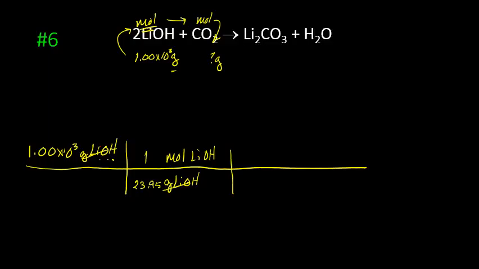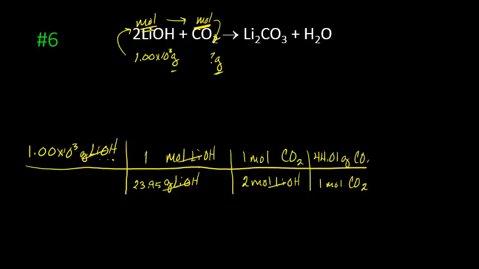And the plan says go from moles of lithium hydroxide to moles of carbon dioxide. So 2 moles of lithium hydroxide for every 1 mole of CO2. All right, that made that cancel. And now we need to go from moles of CO2 to grams of CO2. So 1 mole of CO2 for 44.01 grams of CO2. Mind you, it's always grams per 1 mole. Always.